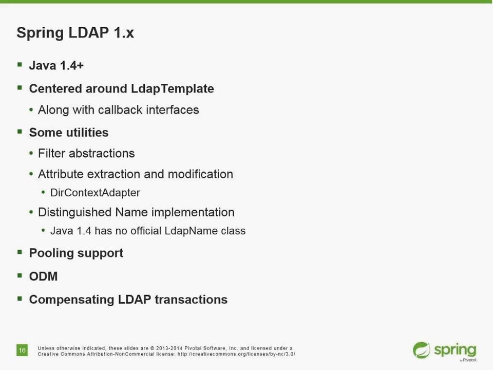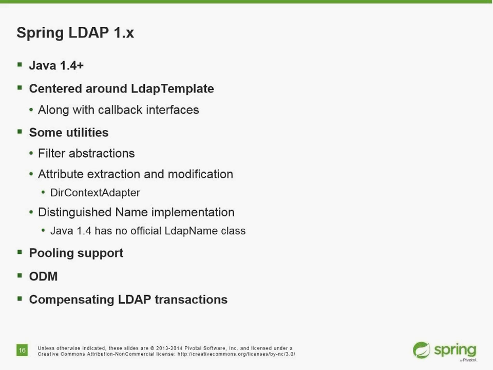But otherwise it was mostly the LdapTemplate, along with some utilities for filter abstractions, the DirContextAdapter for helping out with extracting and modifying attributes. And we also had a distinguished name implementation, because Java 1.4 doesn't have an official LDAP name class or a distinguished name implementation.